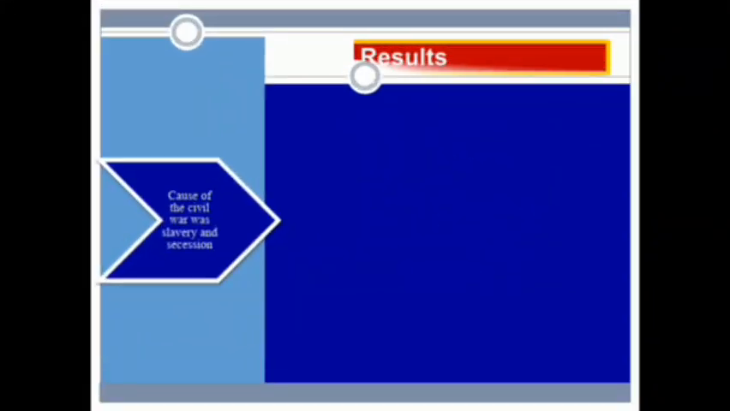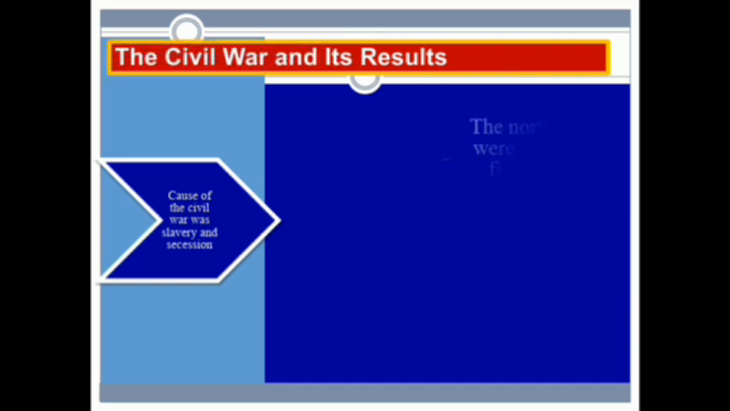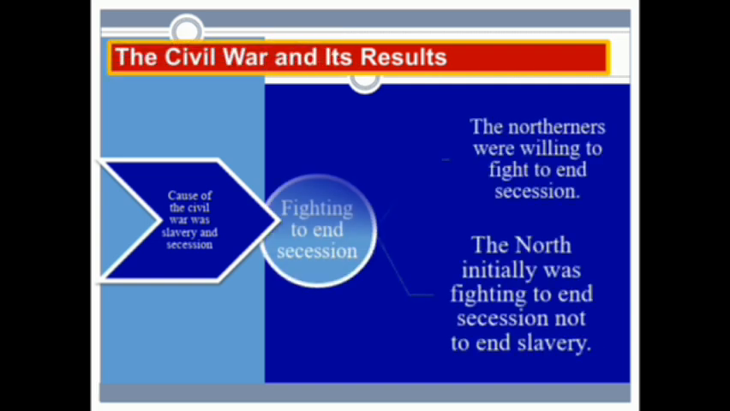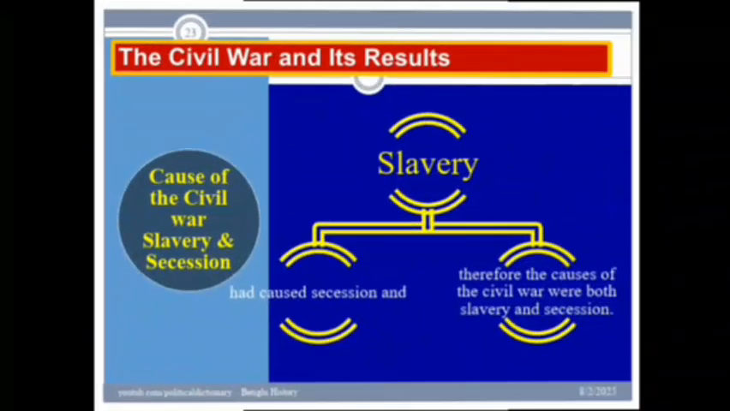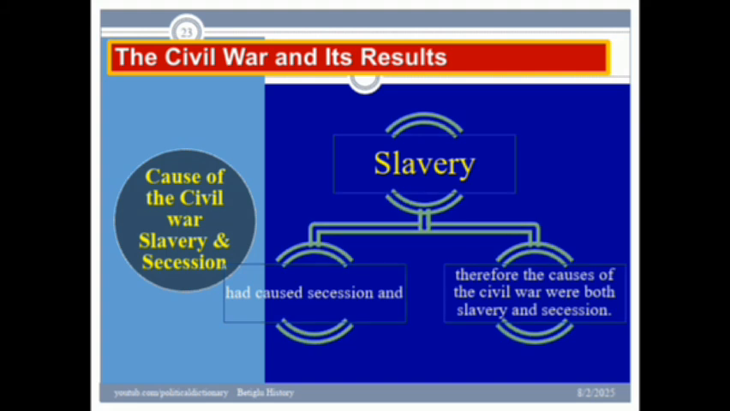The Civil War and its results. The Northerners were willing to fight to end secession. The North initially was fighting to end secession, not to end slavery. Nevertheless, slavery had caused secession, and therefore the causes of the Civil War were both slavery and secession.